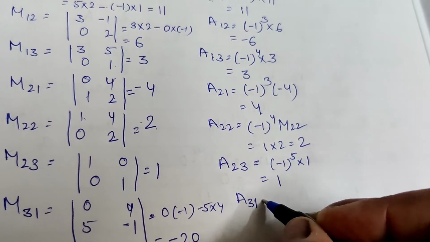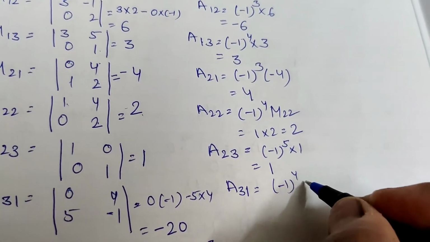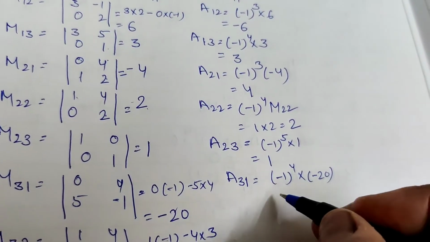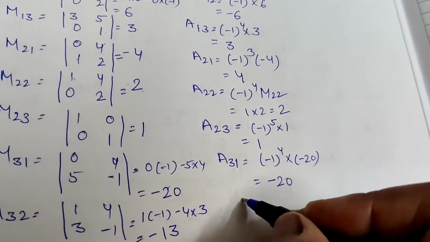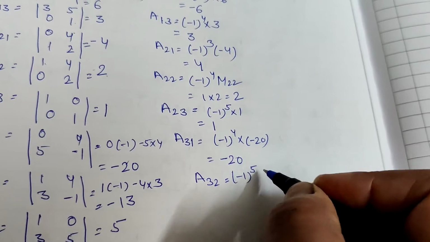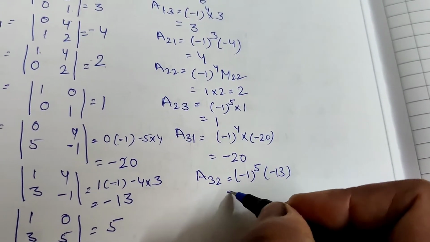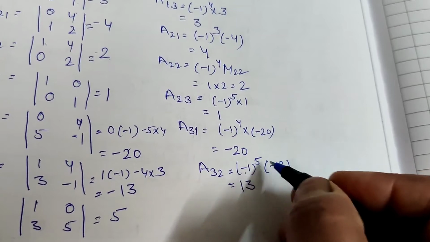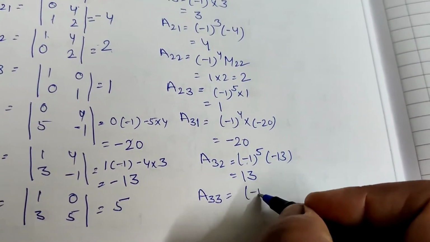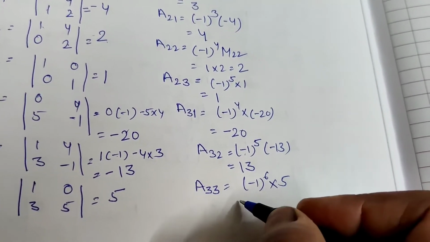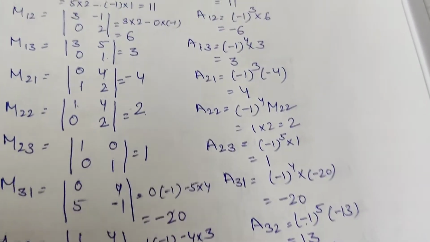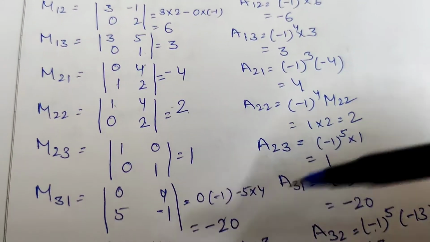A31 is minus 1 raised to power 4 into M31, minus 20. It is minus 20. And A32 is minus 1 raised to power 5 into minus 13. It is 13, minus into minus is plus. And A33 is minus 1 raised to power 6 into 5. It is 5. These are the cofactors and minors. Okay.